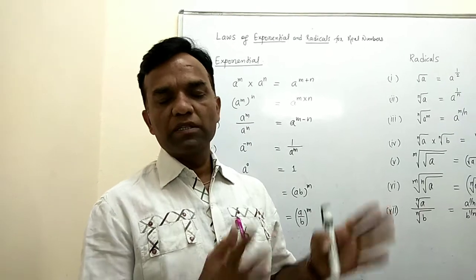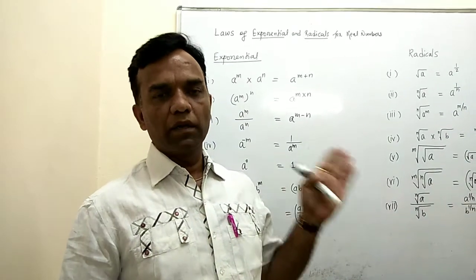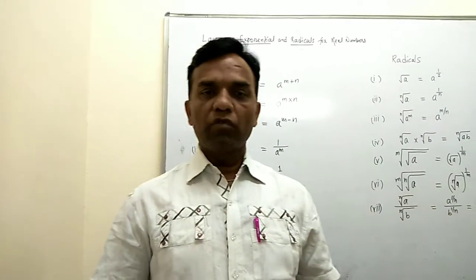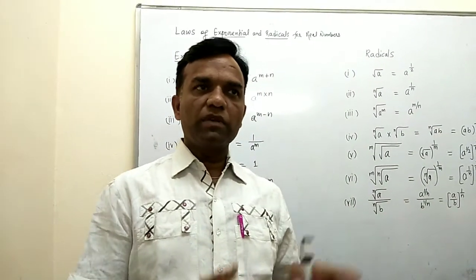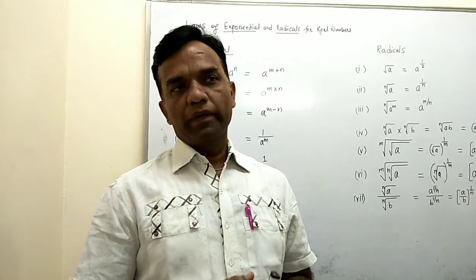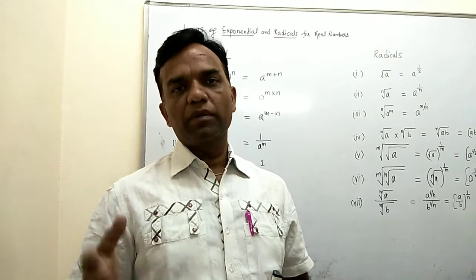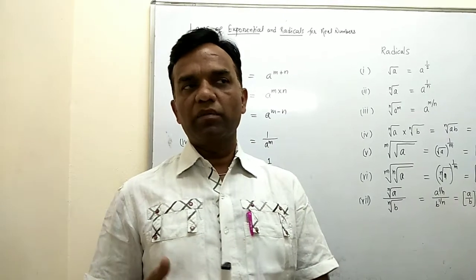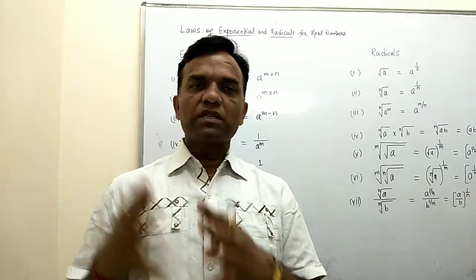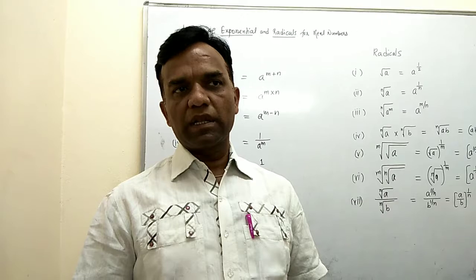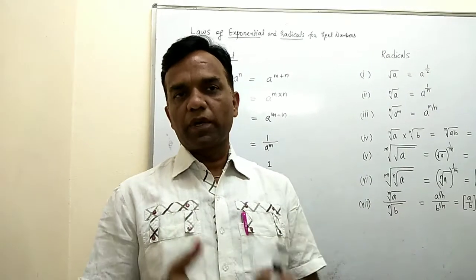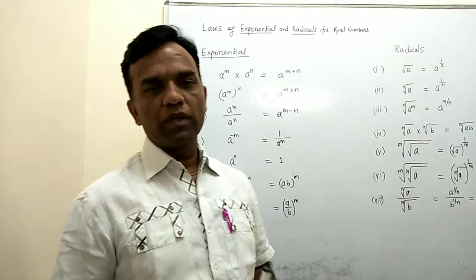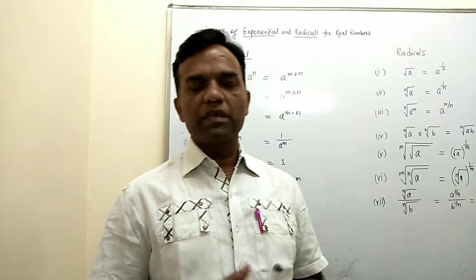So basically, first we start the topic laws of exponents and radicals. In the previous video I explained about the number systems, types of number systems, real numbers in which we include rational numbers and irrational numbers, and many operations related to irrational numbers like surds, addition, subtraction, multiplication and division. And then we also find their unknown terms if unknown terms are given.